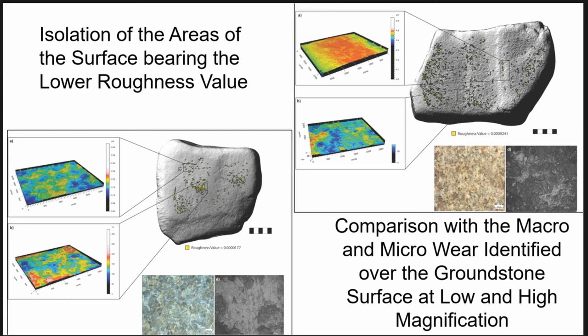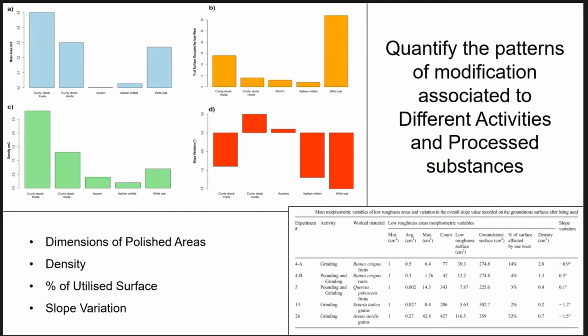These are other examples. It's the tool used for acorn processing. The analysis of these surface modifications through 3D scanning allows us to quantify some really important aspects to determine the use of tools, which is the dimensions of the polished areas, their density, and the percent of utilized surface of a given tool, and also the variation of slope, depending on the activity performed and on the working material and on its status.